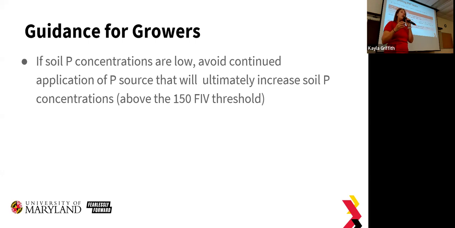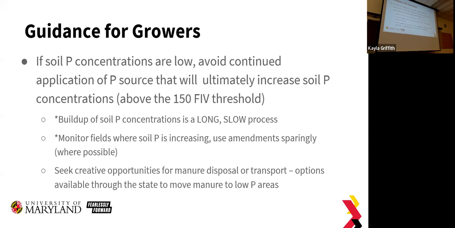So if folks are low, they're not currently at a risk of losing P from their fields, don't get there, okay? Why is that? Building up those soil P concentrations is a long and slow process. So if you're getting there, there's still time. There's still time to recover, and there's still time to pull back, okay? My recommendations where your soil P is getting there, really monitor those fields, pay attention to your soil test, use your amendments sparingly where possible, okay?